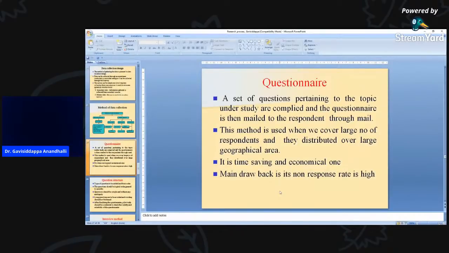It is a set of questions to be asked according to the topic, according to the objectives, and we get the response from the respondent. This method is used when we cover a larger number of respondents.